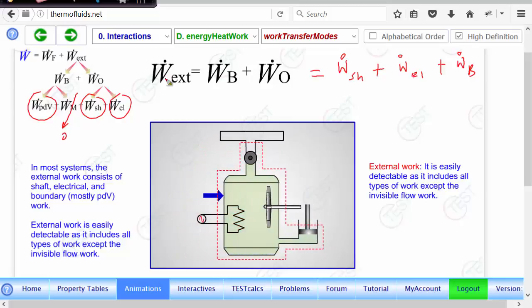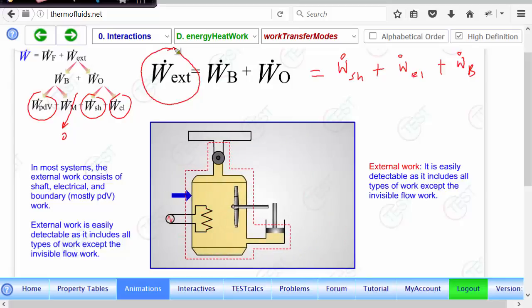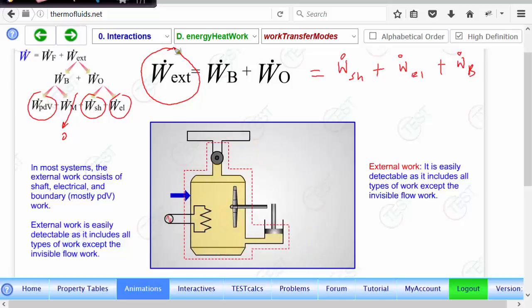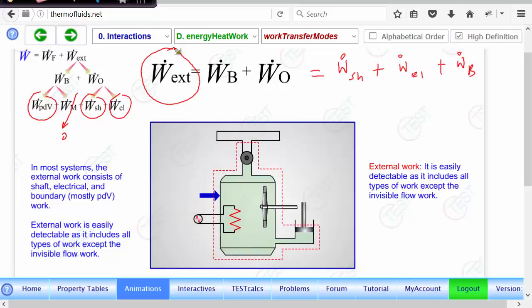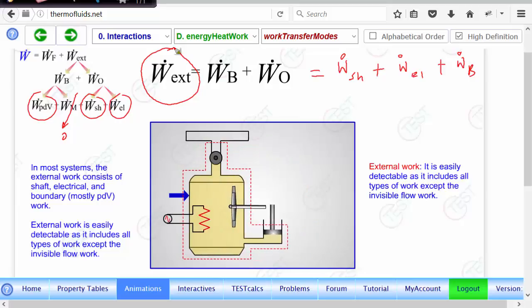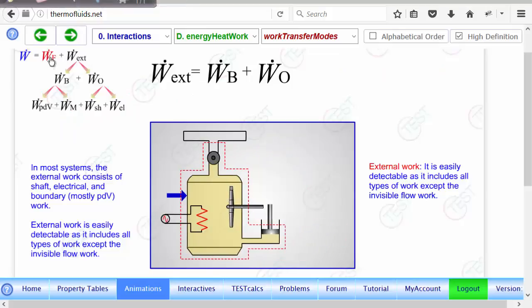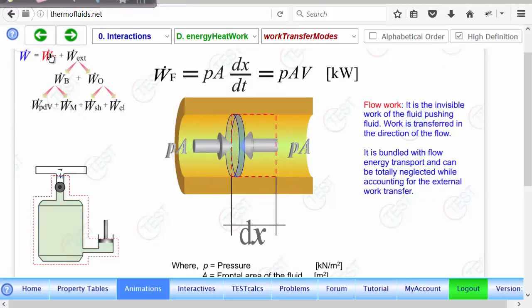All right, this is the work that will appear in the energy equation all the time. But if somebody says, what are all the possible work transfers, then that's not everything. There is one more work that I haven't talked about yet, and that's called the flow work. So what is flow work?